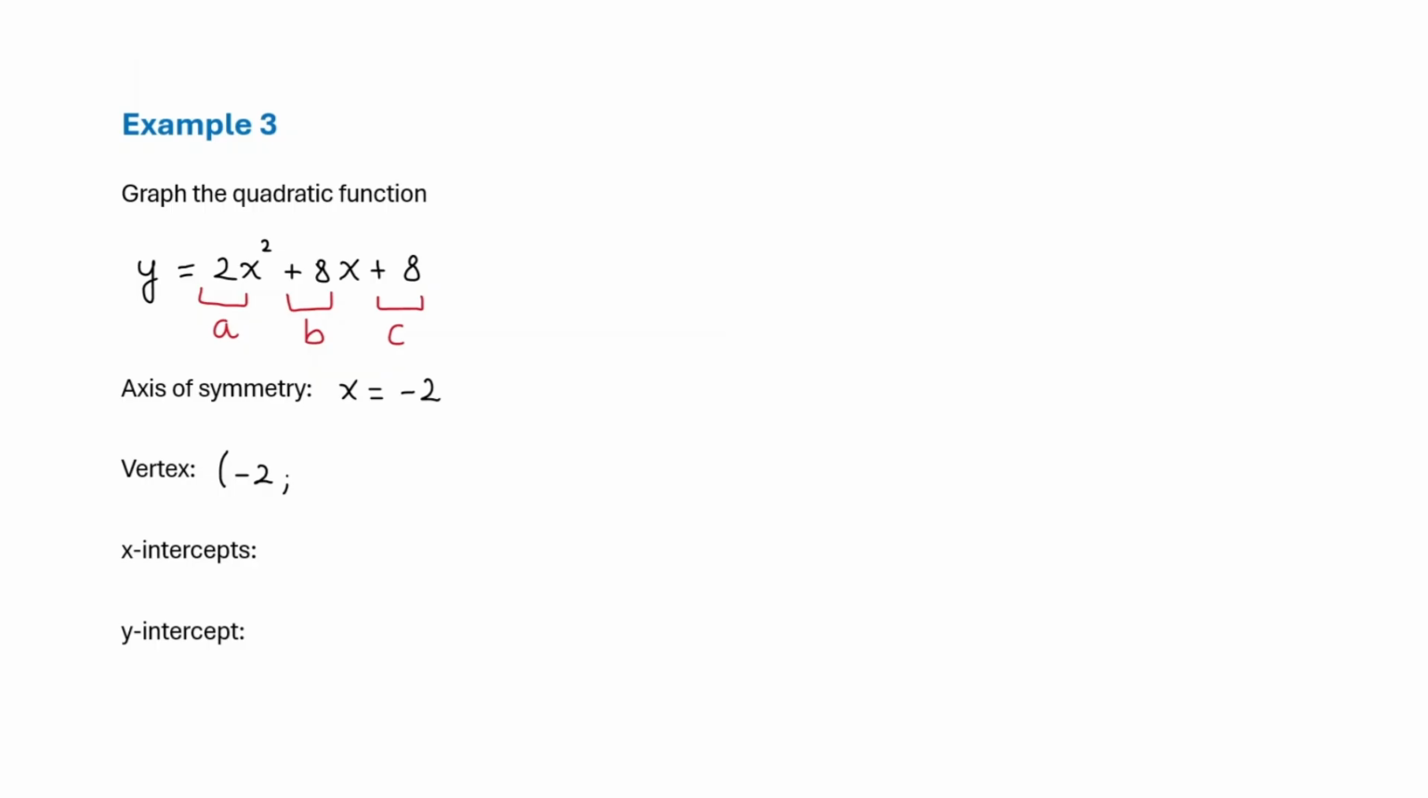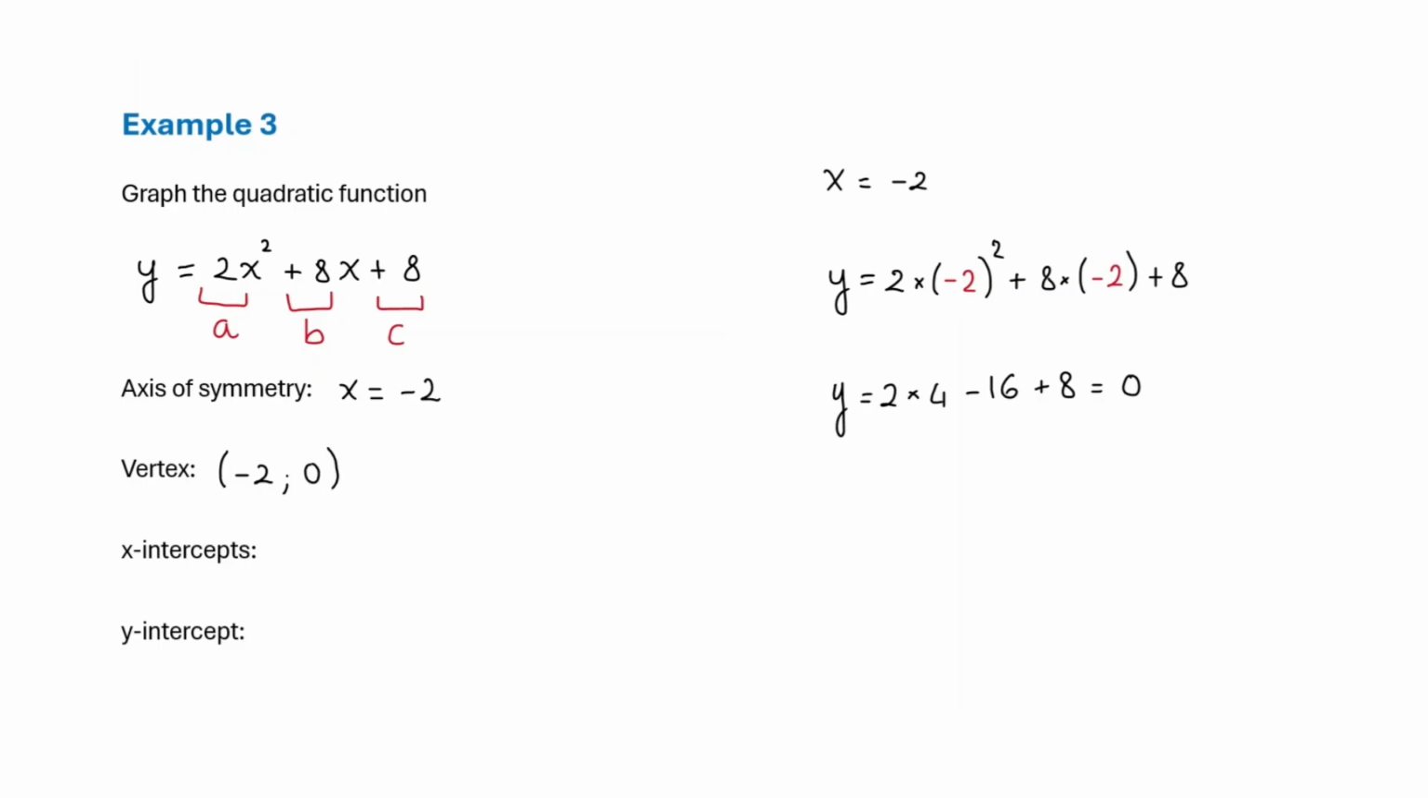To find its y-coordinate, we substitute x equals negative 2 into the function. y equals 2 times negative 2 squared plus 8 times negative 2 plus 8. That is 2 times 4 minus 16 plus 8. 8 minus 16 plus 8 gives us 0. So the vertex is the point negative 2, 0.